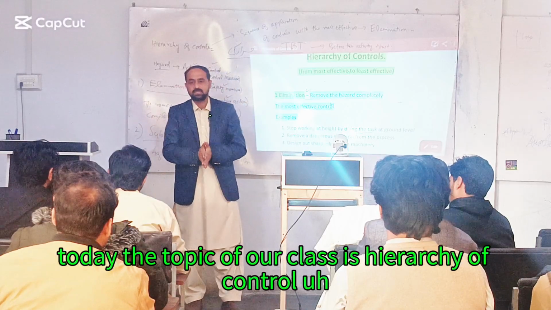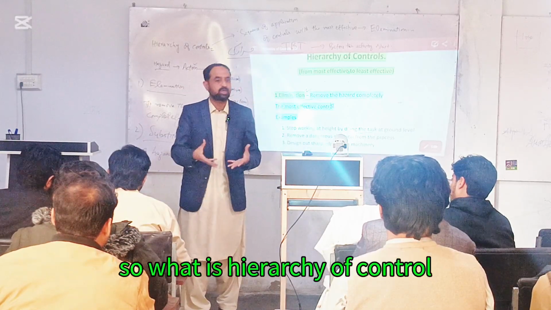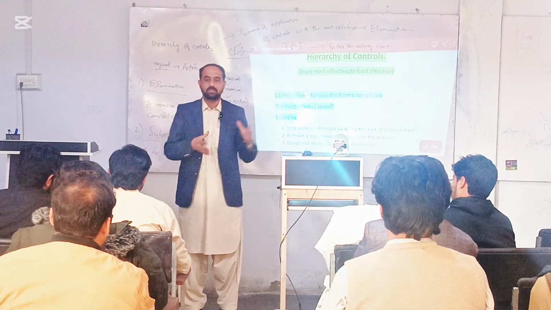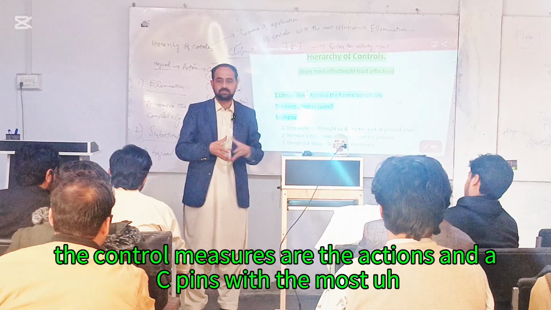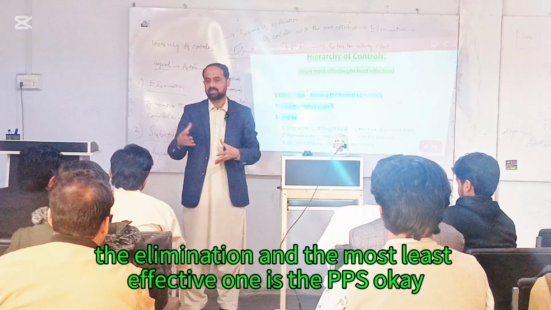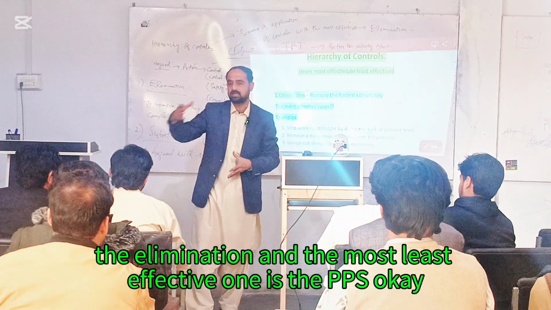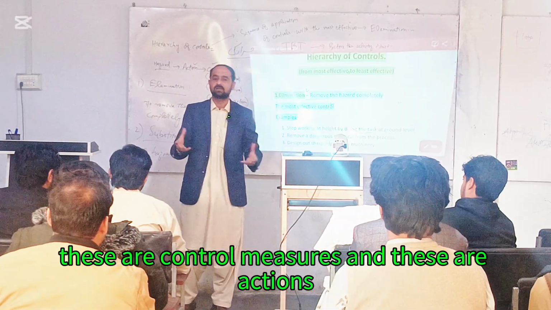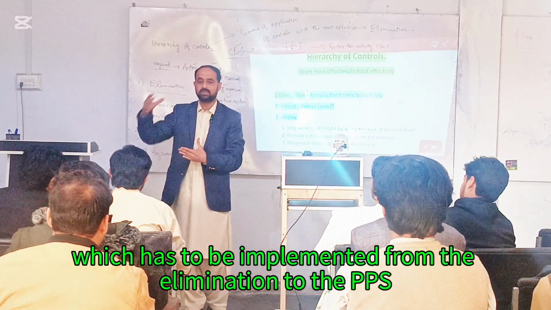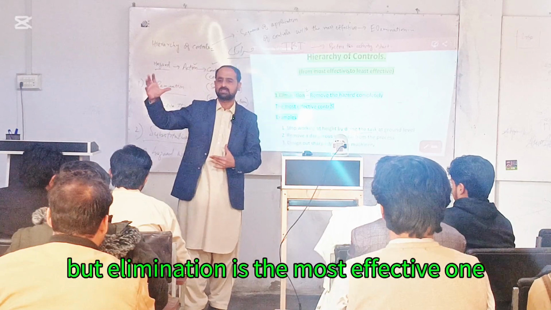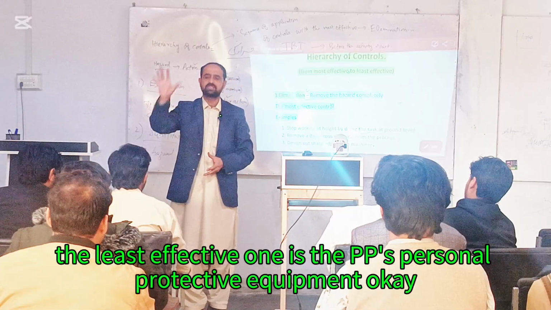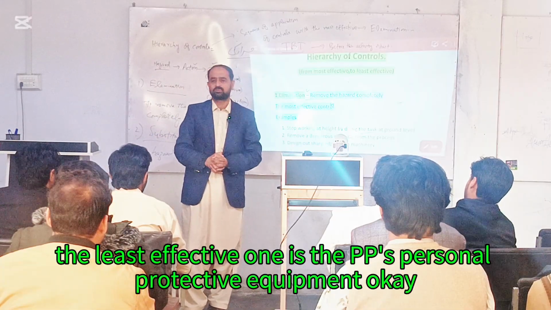Today, the topic of our class is hierarchy of control. So, what is hierarchy of control? The control measures are the actions in a sequence, with the most effective one being elimination and the least effective one being PPE. These are actions which have to be implemented from elimination down to PPE. Elimination is the most effective, and PPE, personal protective equipment, is the least effective.